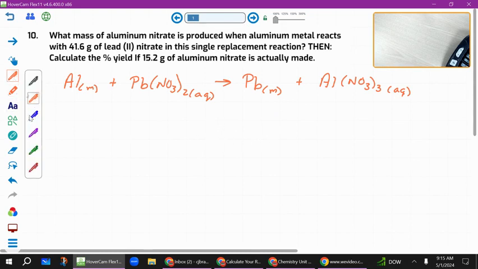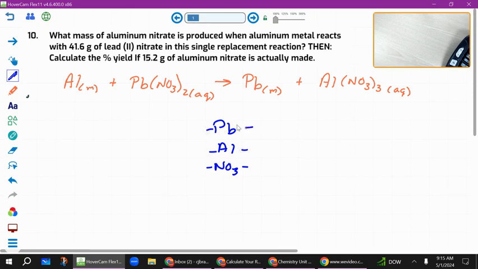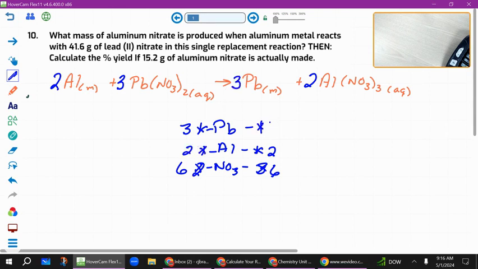So now I balance off my chemical reaction. Pb, Al, NO3. 1 lead, 1 aluminum, 2 nitrates. 1 lead, 1 aluminum, 3 nitrates. So therefore, I'm going to have to put a 3 in front over here to get to 6. That changes this to 3. I'm going to have to put a 2 in front over here to get to 6. That makes this a 2. A 2 in front here will handle that. A 3 in front here will handle this. Questions, ladies and gentlemen?